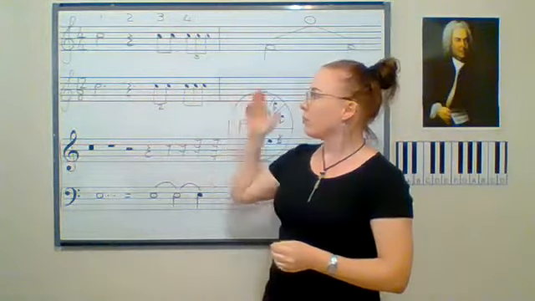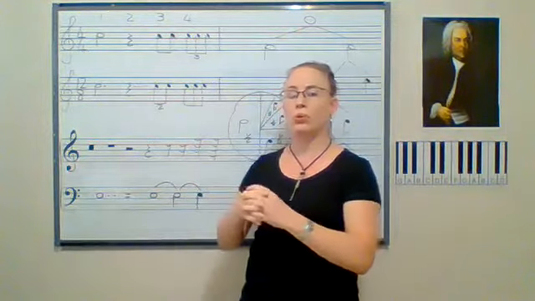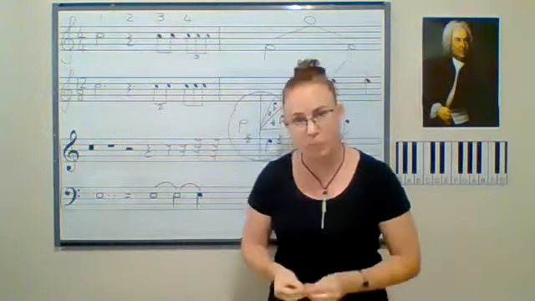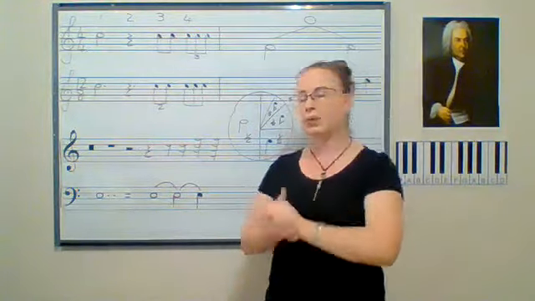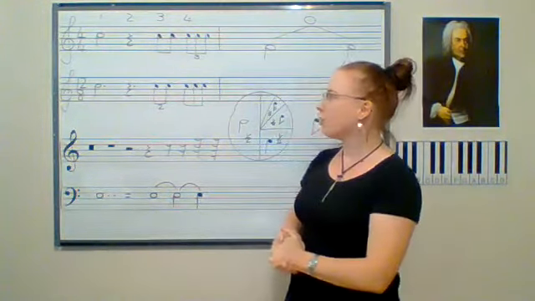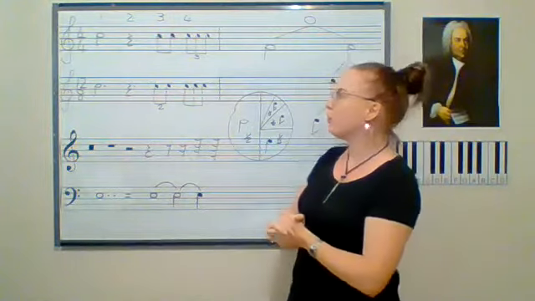Okay, so by now the learners should already know what 12/8 means. You are going to divide the top number by 3 and the bottom number by 2, and you're then going to get 4 dotted crotchet beats per bar.